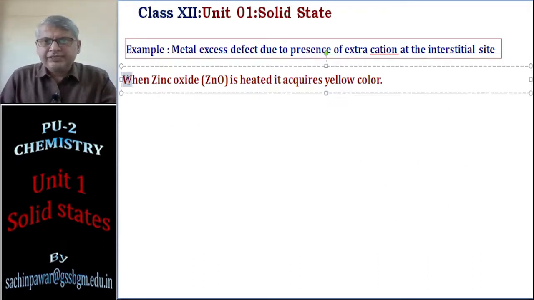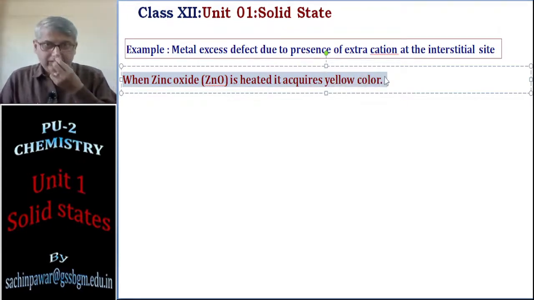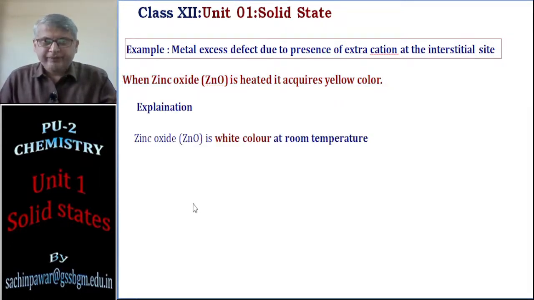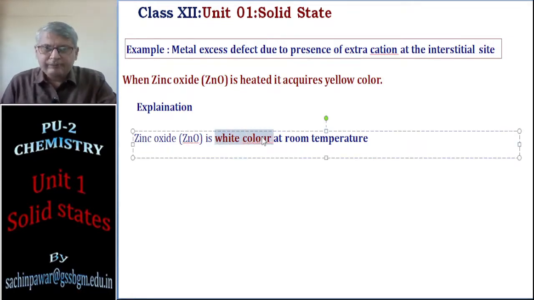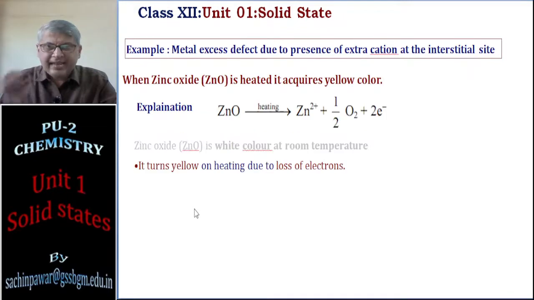Zinc oxide. If you take the second example, when zinc oxide is heated it acquires a yellow color. Why? Zinc oxide is primarily a white colored substance at room temperature. When you heat it, a reaction takes place: zinc oxide decomposes into Zn plus 2 ions, oxygen and 2 electrons. So Zn plus 2 ions and 2 electrons are formed. Zinc oxide turns yellow on heating due to loss of electrons.